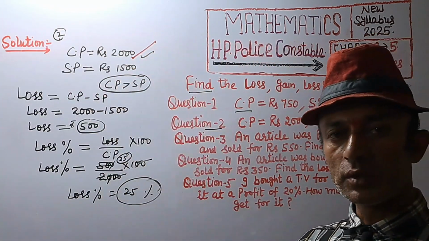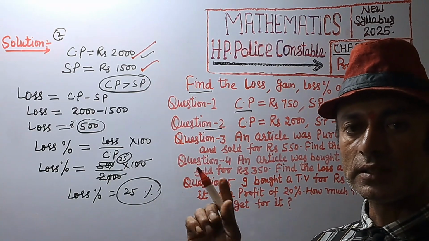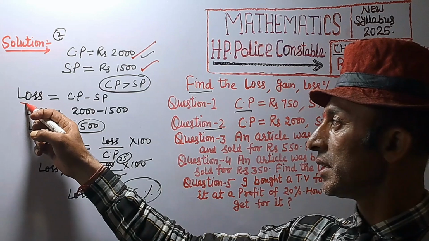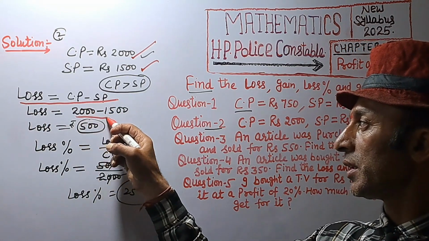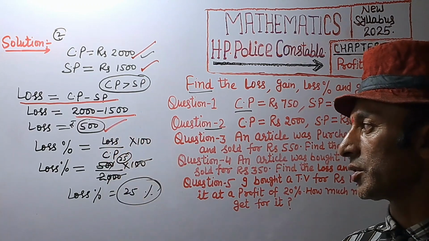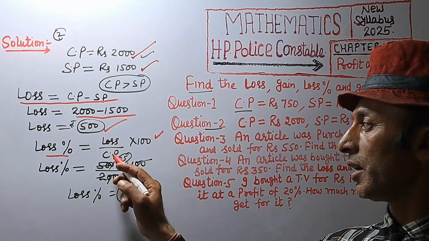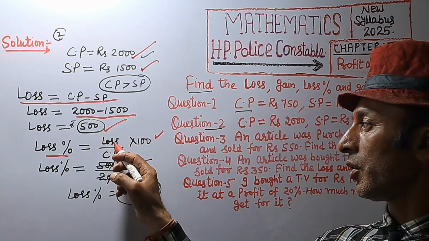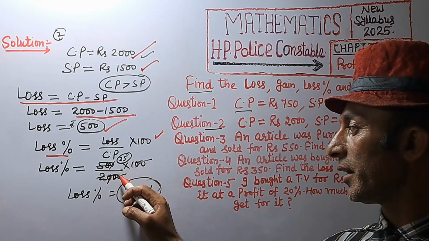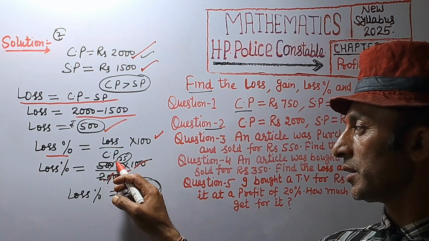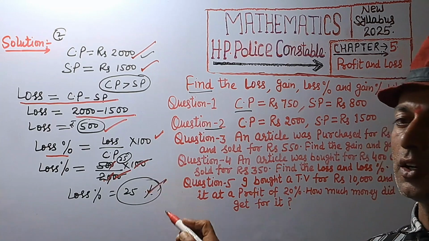Given cost price is 2000 rupees and selling price 1500 rupees. When cost price is greater than selling price, then we get loss, and loss equal to CP minus SP. 2000 minus 1500 equal to 500 rupees loss. Loss percent is equal to loss upon CP multiplied by 100. 500 rupees divided by cost price 2000 multiplied by 100, and 0 cancelled, 10 is also cancelled, and 50 divided by 2, that is equal to 25% loss. Answer.